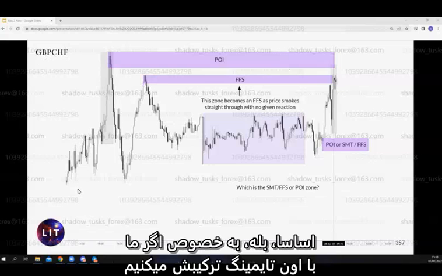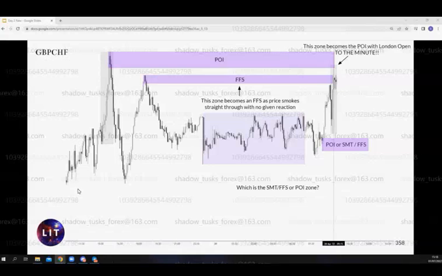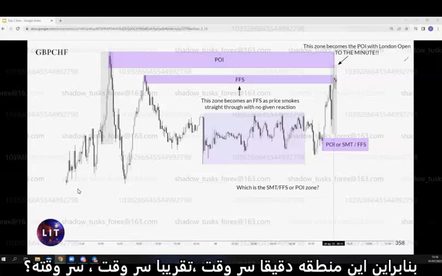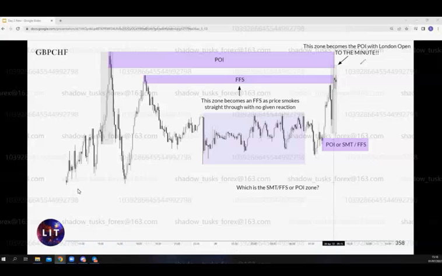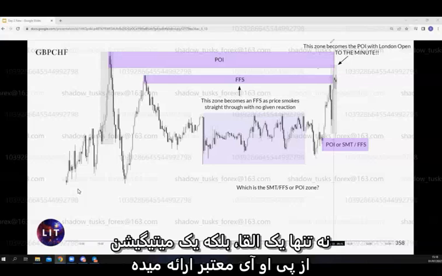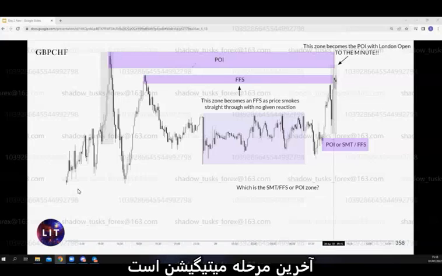Essentially, yes, especially as we approached timing. So this zone, essentially to the minute, almost to the minute. Is it to the minute? I can't see properly, but almost to the minute. It is, of course, the London Open. Not only an inducement, but also mitigation of a relevant POI. It's the last stage, it's the mitigation.